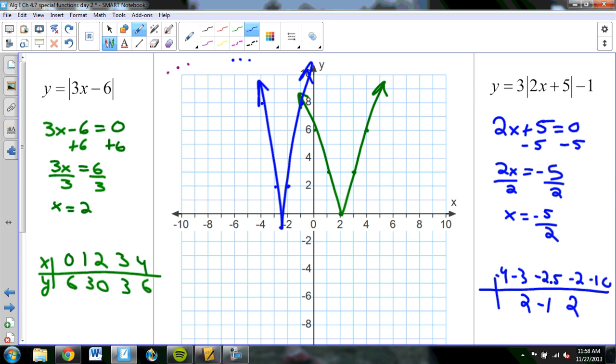So there's the absolute value form of V. Put whatever gets a 0 inside the wall in the middle of the table. So negative 2.5 right there. Question about that? Okay.